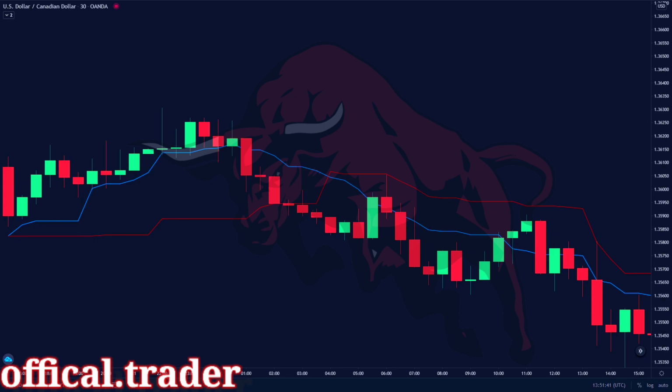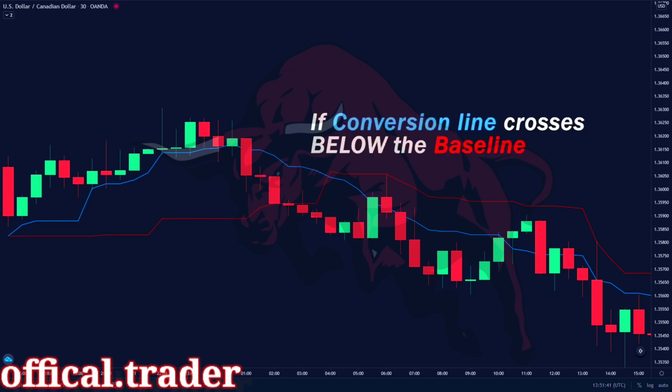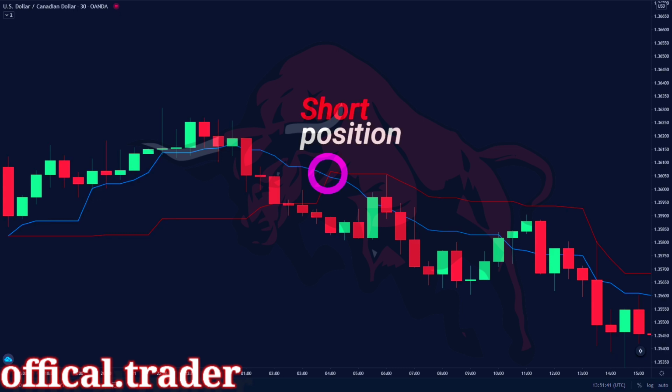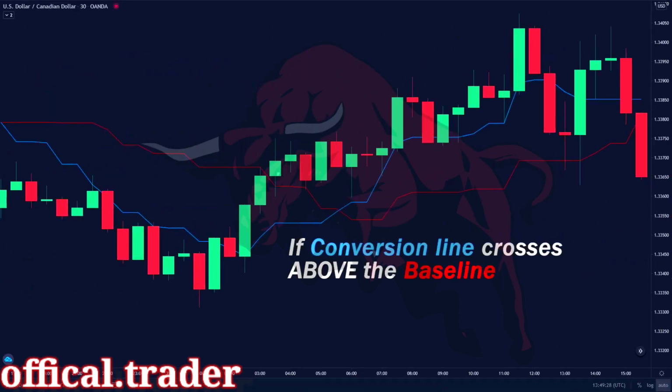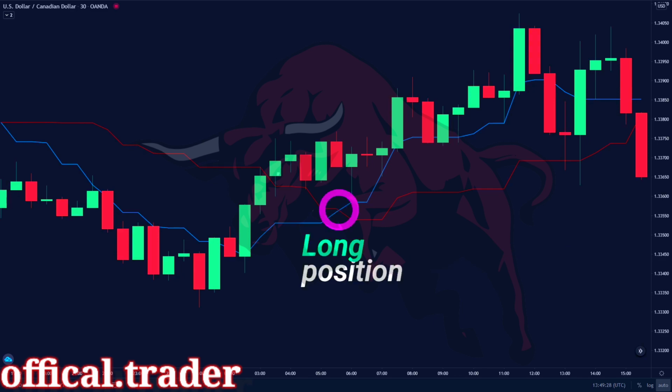The way we combine these two lines is, if the blue line crosses below the baseline, it means you take a short position. And if the blue line crosses above the baseline, you take a long position.